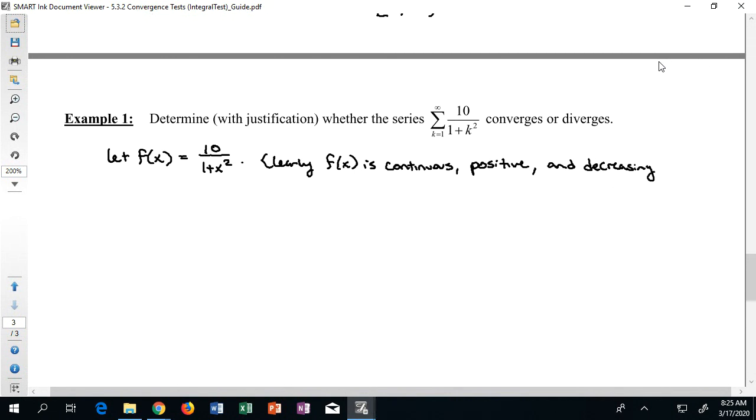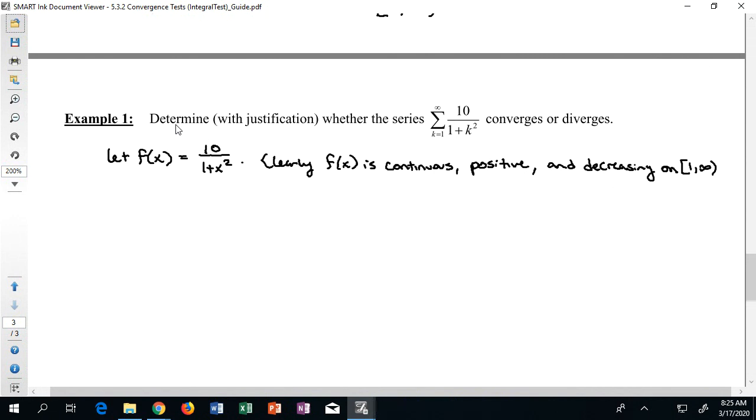Because if I take a look at this, I can start to see something very, very important. Notice, as I continue to change the value of x, let's say that x is continually plugged in as a larger and larger value, the numerator of this fraction never changes. And I can clearly see the denominator will only grow in size. Therefore, I can make the determination very quickly that this function must be decreasing. All of this is true on the interval 1 to infinity.